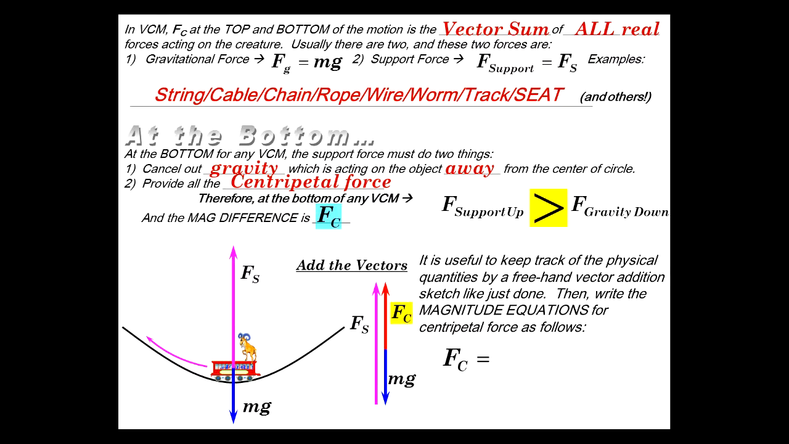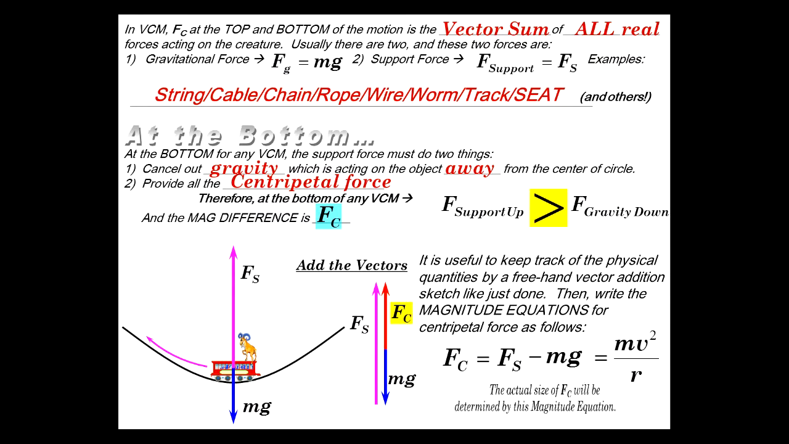So FC, what is FC? There's a magnitude equation. FC, we start with the force. See, this is the net force. And so the real forces are Fs and mg. So we start with the force that's in the direction of the net force. In other words, the force that wins, and that's Fs. And in the opposite direction is mg, so we subtract it off. So as magnitudes, that's what Fc is.